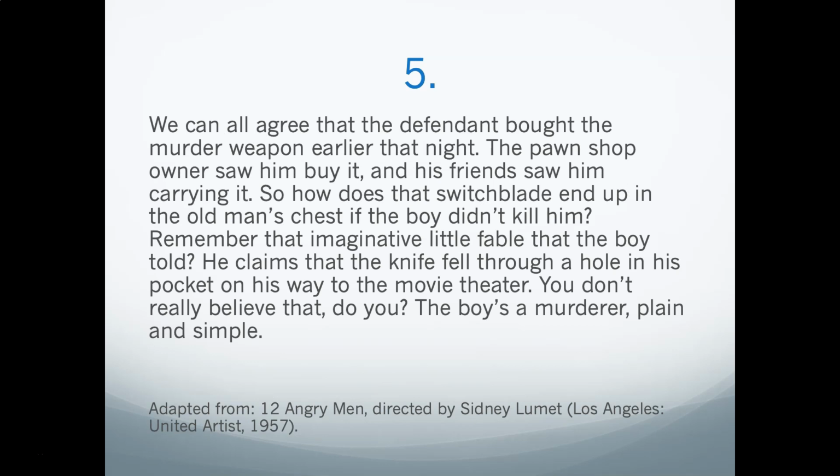We can all agree that the defendant bought the murder weapon earlier that night. The pawn shop owner saw him buy it, and his friends saw him carrying it. So how does that switchblade end up in the old man's chest if the boy didn't kill him? Remember that imaginative little fable that the boy told? He claims that the knife fell through a hole in his pocket on his way to the movie theater. You don't really believe that, do you? The boy's a murderer, plain and simple.